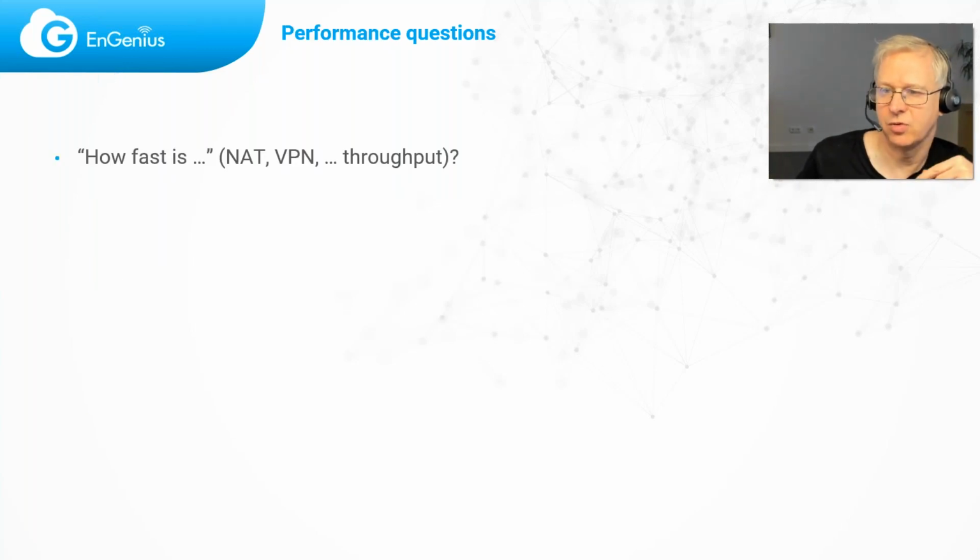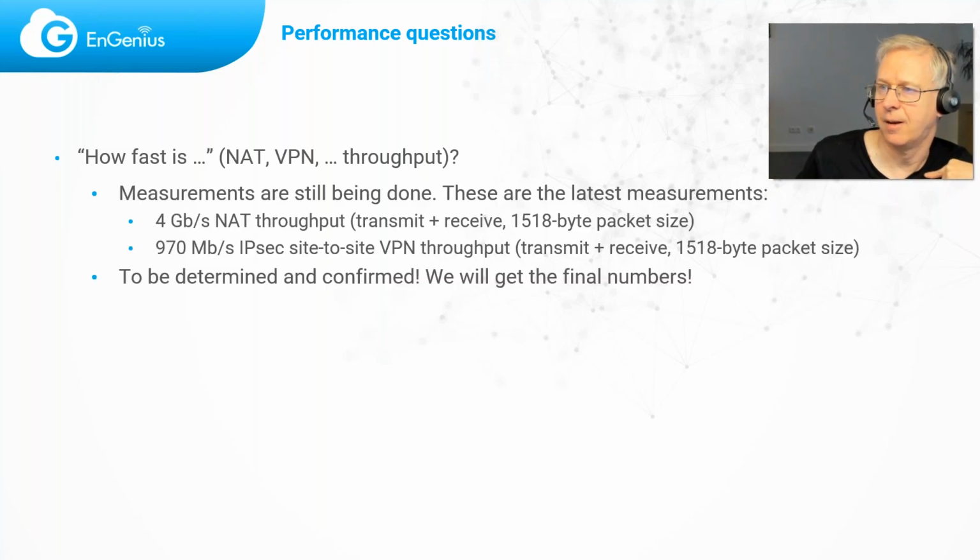So how fast is the throughput? And then I get back to a question somebody asked at the start. These are the numbers that I got. 4 gigabits NET throughput. So you might be able to saturate, and almost a gigabit IPsec site to site. But these are under ideal circumstances. So ideal in the sense of packet size, ideal in the sense of latency. If the latency is larger and the packets are smaller, these numbers will drop.